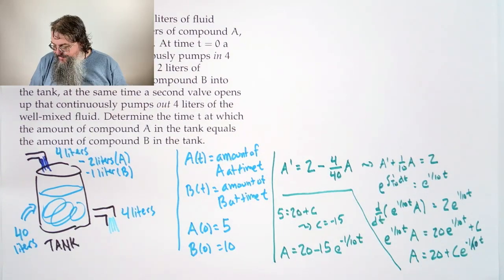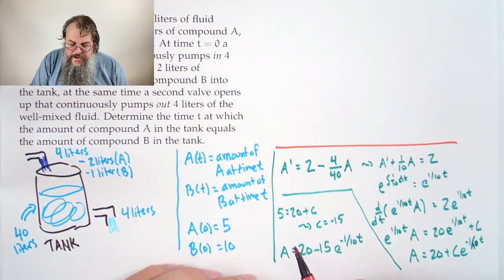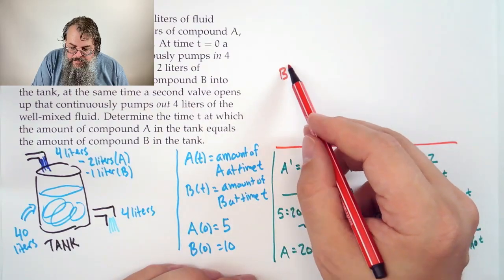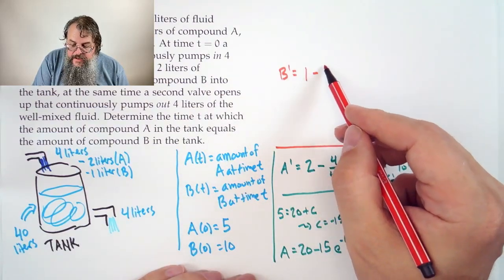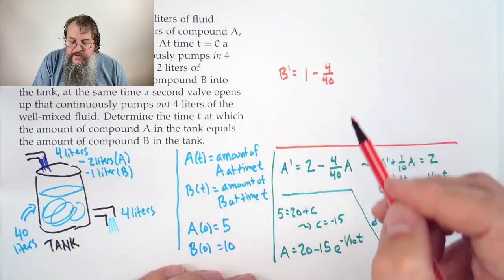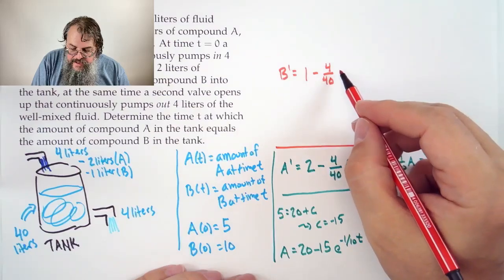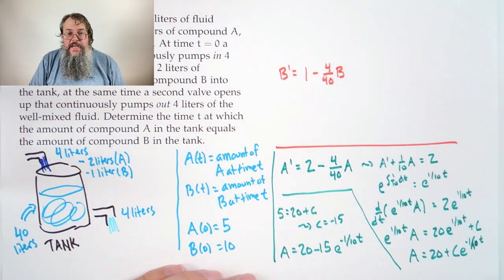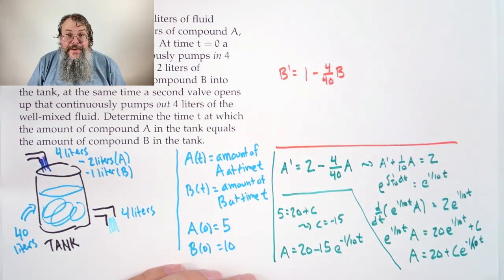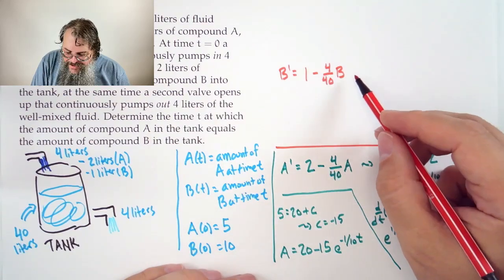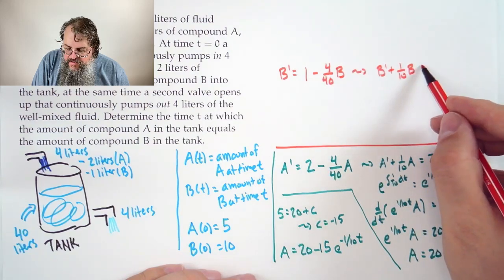Now to our second one. So let's do our similar computation, but now for B. So what is B prime? Well, our inflow is 1. And again, 4 is going out of 40. So 4 liters out of 40 liters exits. So 1/10 of everything exits. So we lose 1/10 of our B. You'll see it's like, wow, this is basically the same. Because, yeah, it's basically the same. So we end up with B prime plus 1/10 B is equal to 1.